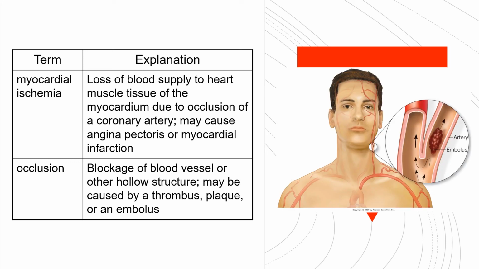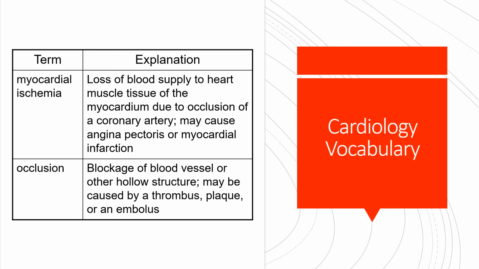Myocardial ischemia is the loss of blood supply to the heart muscle tissue of the myocardium due to the occlusion of a coronary artery. It may cause angina pectoris or a myocardial infarction. Angina pectoris, recall, is the heart pain, and myocardial infarction is a heart attack.